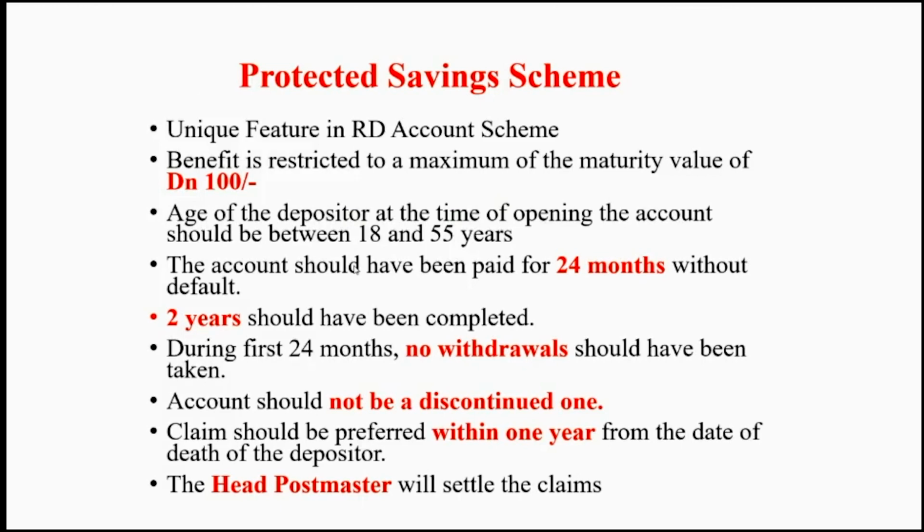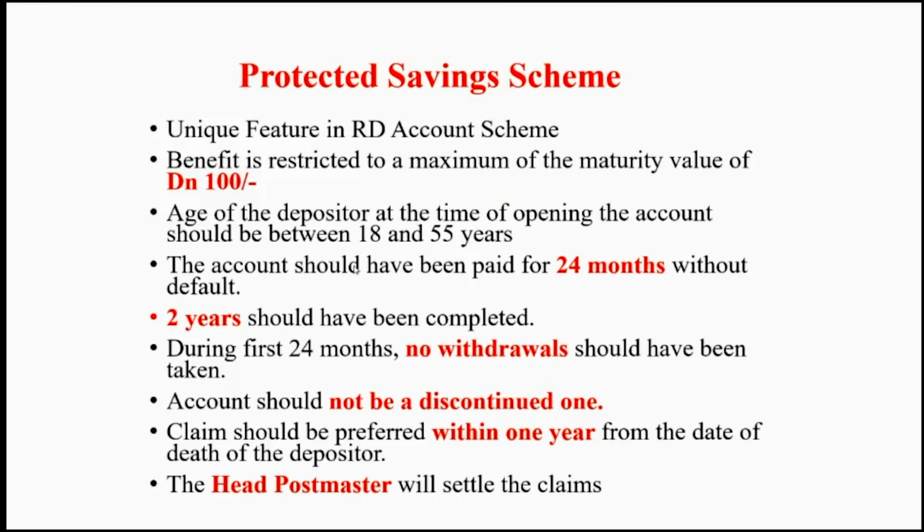One more striking, unique feature in this recurring deposit is the protected savings scheme. In short, we call it PSS. As I told, this is a unique feature available only to the recurring deposit scheme. The protected savings scheme is this: whenever a depositor opens a 100 denomination account, and pays for the account for 24 months, if after 24 months the depositor expires, the maturity amount of the rupees 100 denomination will be paid to the nominee.